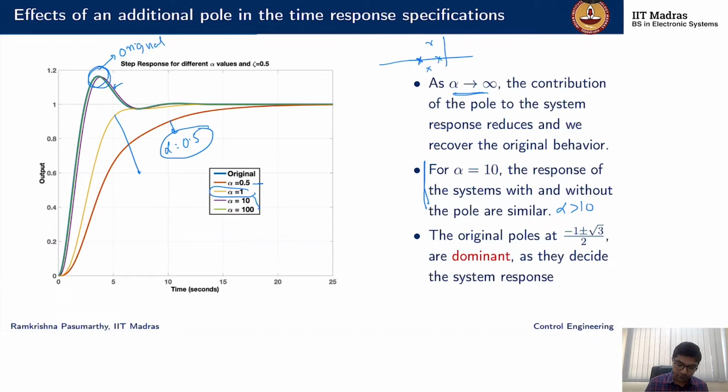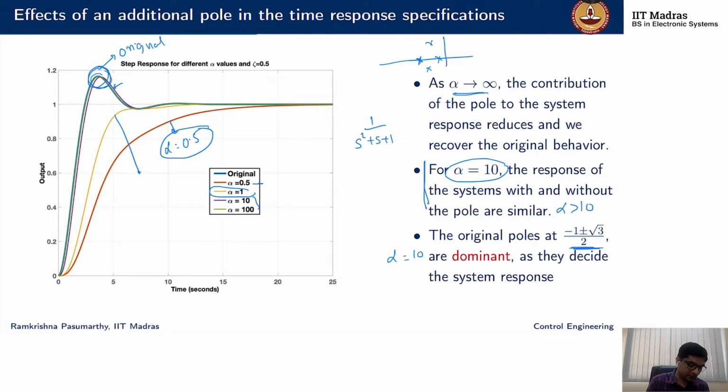So the original poles for this system are at, I'm just looking at a system of the form s square plus s plus 1. These are the original poles. For alpha equal to 10 and greater, the original poles are dominant. So even though this pole is present or not, the response is pretty much similar. The overshoot doesn't change much.